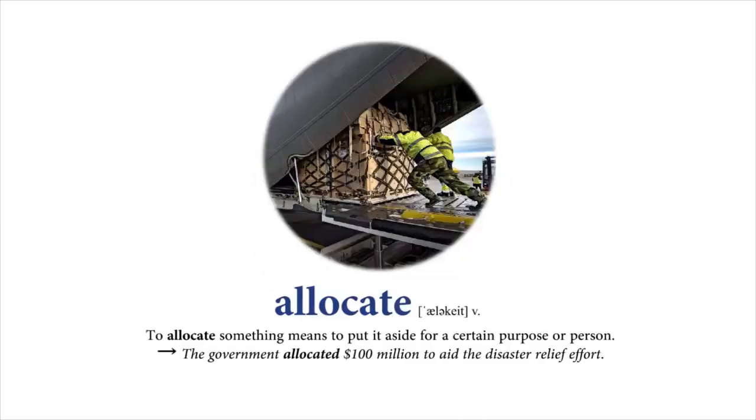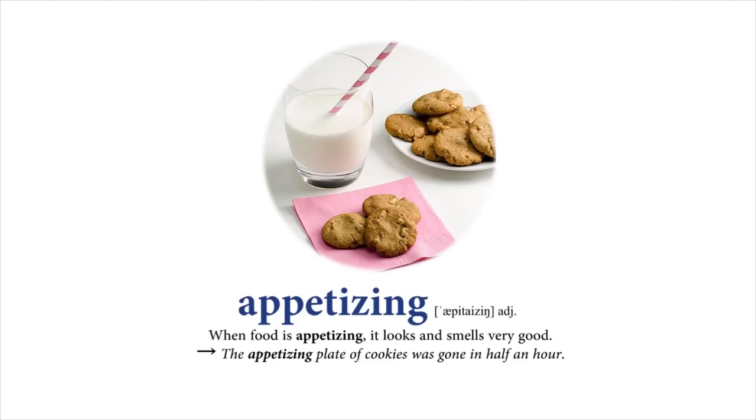Unit 23. Word list. Allocate. To allocate something means to put it aside for a certain purpose or person. The government allocated $100 million to aid the disaster relief effort. Appetizing. When food is appetizing, it looks and smells very good. The appetizing plate of cookies was gone in half an hour.